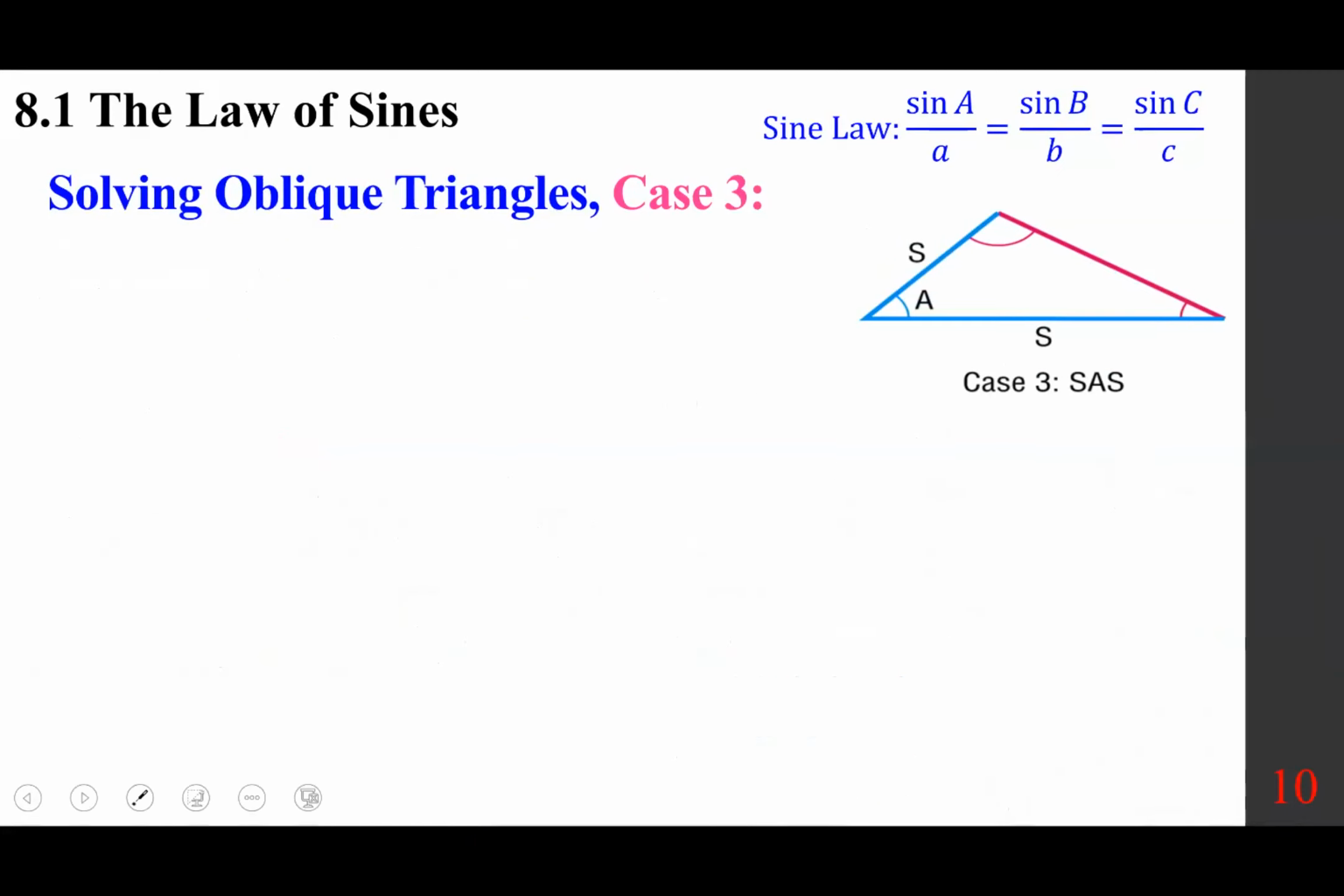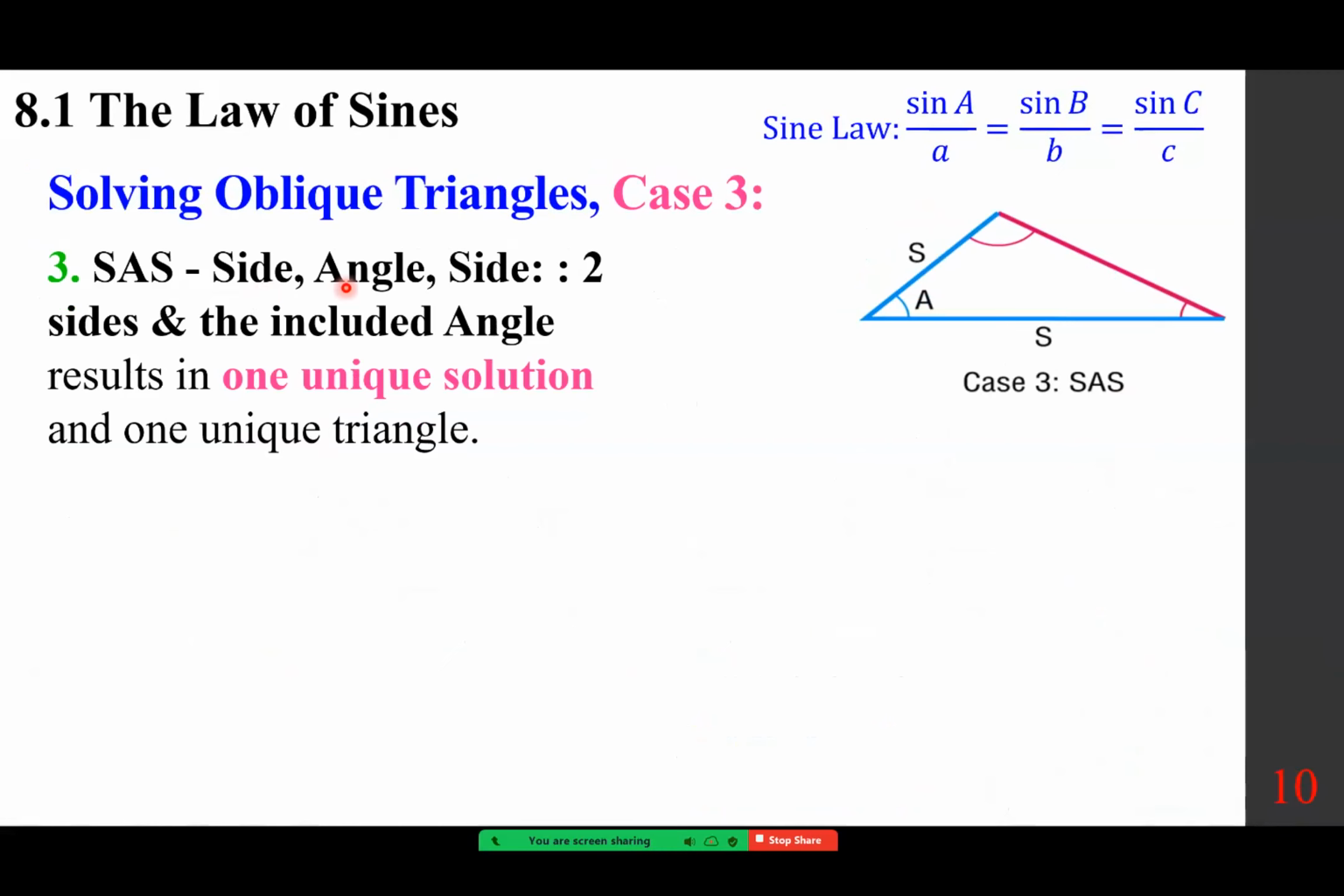Case number 3, SAS, side, angle, side. Two sides and the included angle, the angle in between, results in one unique solution and one unique triangle. It gives us only one, precisely one.